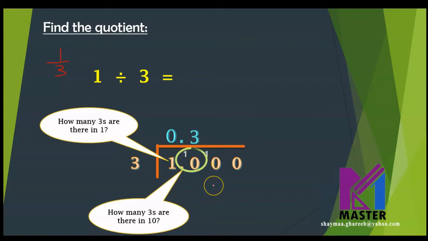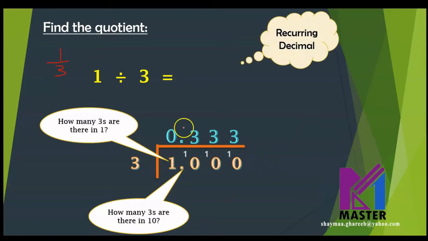Now I will do exactly the same one more time. Another 10 divided by 3. How many 3's are there in the 10? We said 3, remainder 1. What do you notice here? It keeps repeating itself. Exactly. So every time I do it, it will give me 3, 3, 3, 3 forever. It does not end at all.